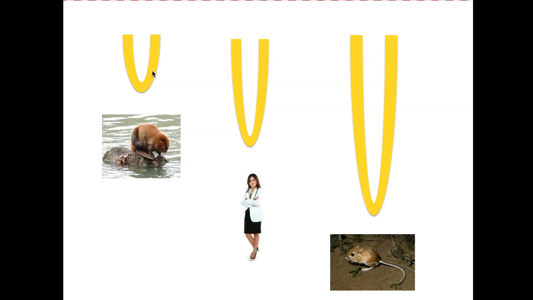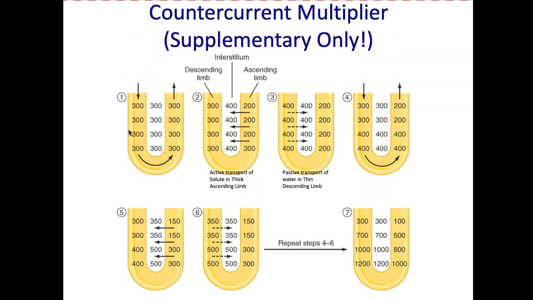And humans are in the middle, right? So we're sort of in between. We have some capacity to concentrate our urine, but we're not as good as the kangaroo rat. And we have better capacity than beavers, and so that's why we can live away from rivers and streams and whatnot.